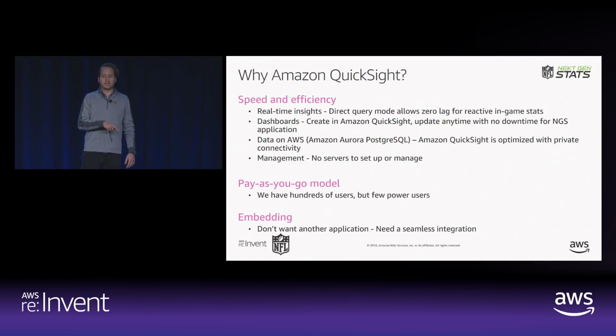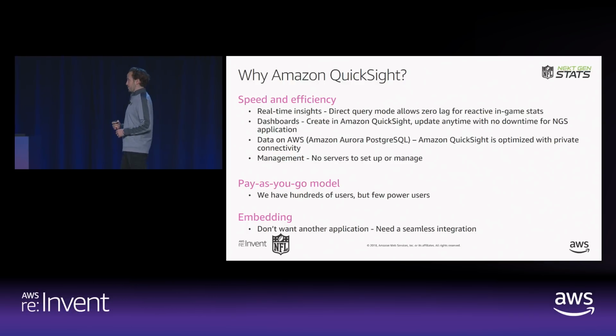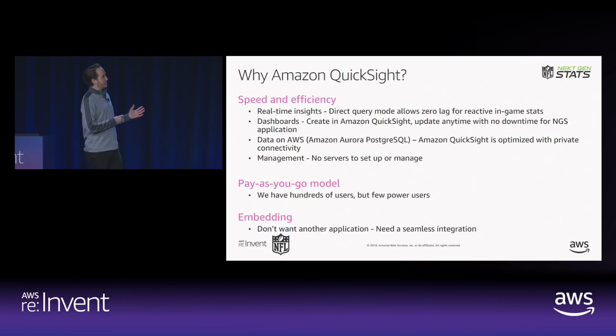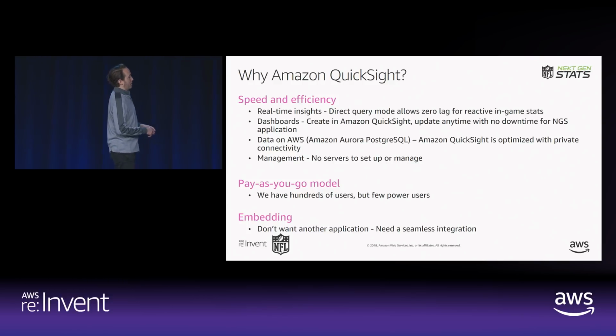So why did we go with Amazon QuickSight? 3 core reasons. When we were comparing QuickSight to the competitors, the speed and efficiency was the #1 driver. Our data was already stored on Amazon Postgres, so that was very efficient. There was no lag time. But the direct query mode was a game changer for us. When people want our data in real time, they really need it instantly.